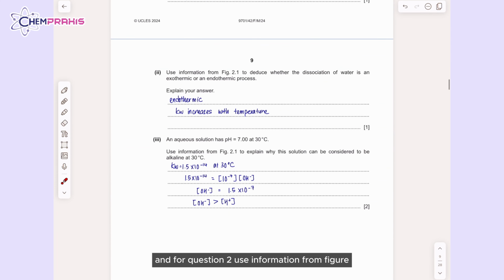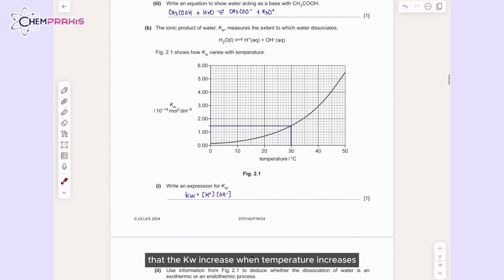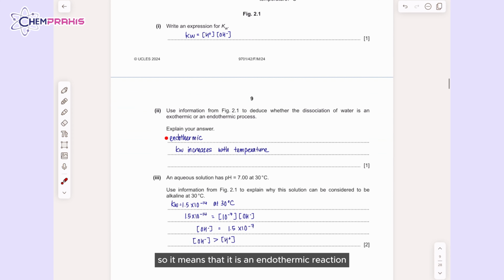And for question 2, use information from figure 2.1 to deduce whether the dissociation of water is an exothermic or an endothermic process. Explain your answer. As you can see, Kw increases when temperature increases. So it means that it is an endothermic reaction. It also means that when the temperature increases, the equilibrium shifts to the right. Because the equilibrium shifts to the right, I have a higher Kw.